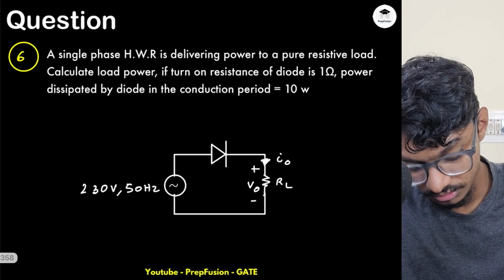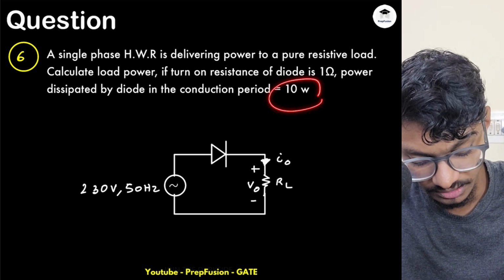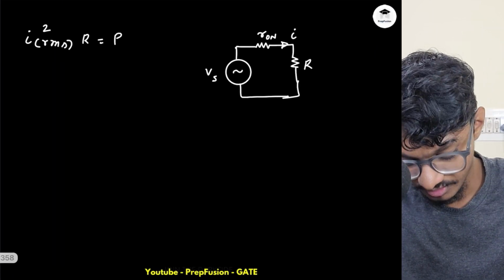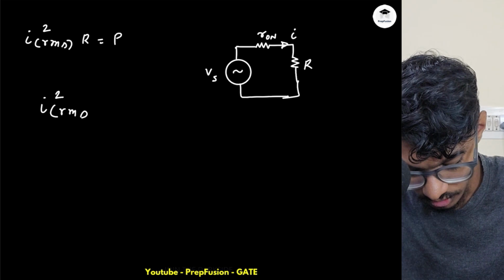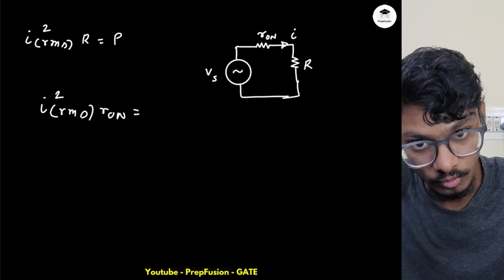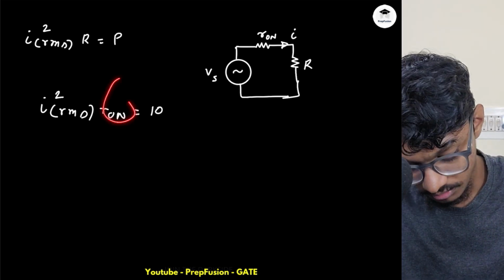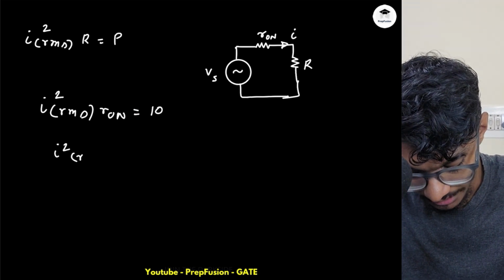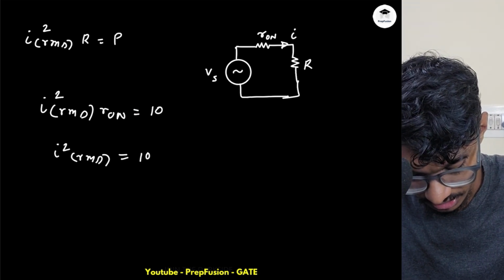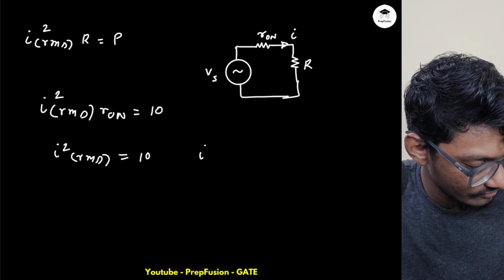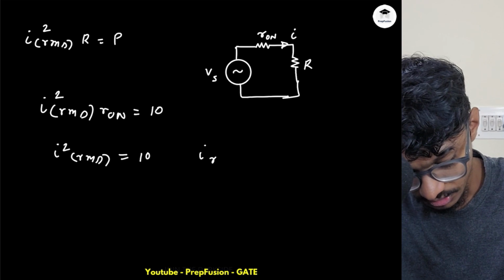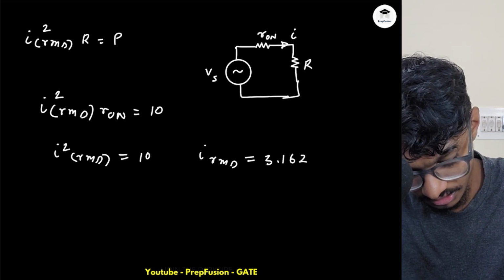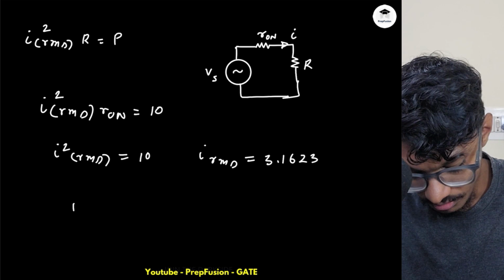How will you find it? You can use your objective brain that during the conduction period the power dissipated is 10 watts, and only this current will flow, else current will be 0. So they have given me the information that I RMS whole square into R on, the power dissipated in the diode during conduction period, is 10 watt, and I know R on is 1 ohm, so I will be able to compute I square RMS very easily. I square RMS will be 10, so I RMS is under root of 10, almost equal to 3.1623.